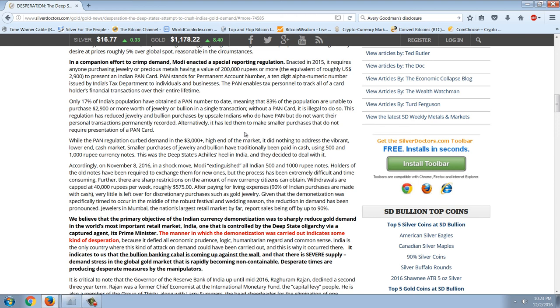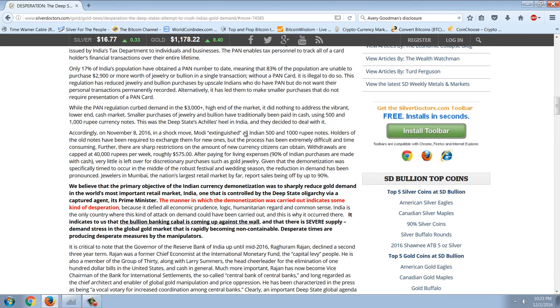Only 17% of India's population have obtained a PAN number to date, meaning that 83% of the population are unable to purchase $2,900 or more worth of jewelry or bullion in a single transaction without a PAN card. It is illegal to do so. This regulation has reduced jewelry and bullion purchases by upscale Indians who do have PAN but do not want their personal transactions permanently recorded. Alternatively, it has led them to make smaller purchases that do not require a PAN card.